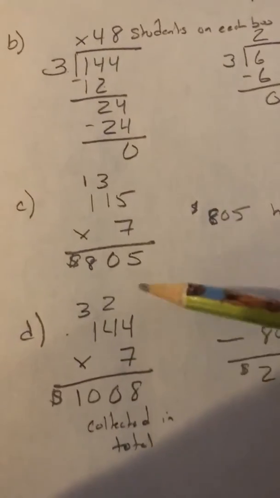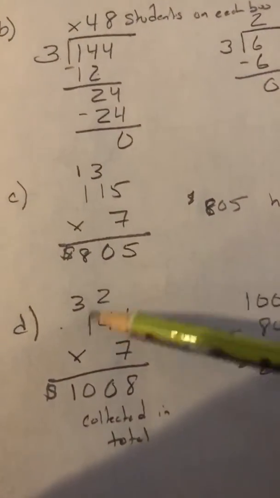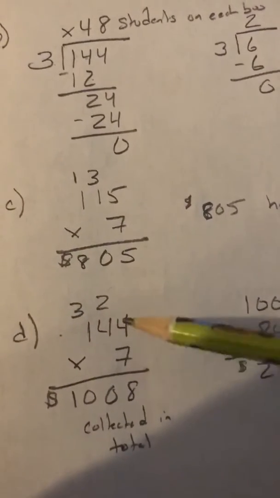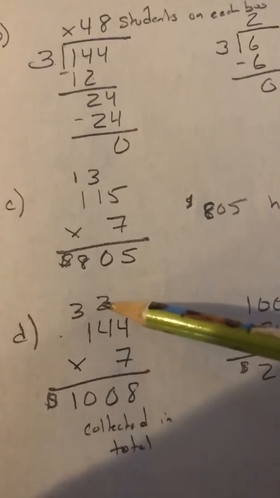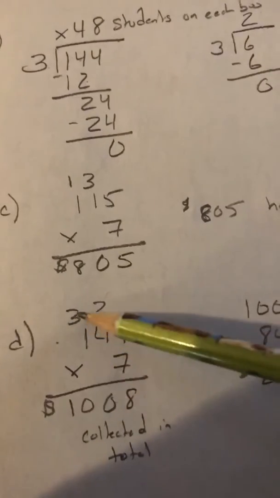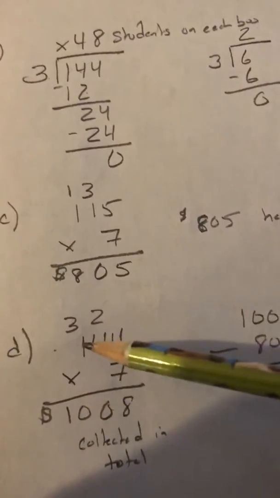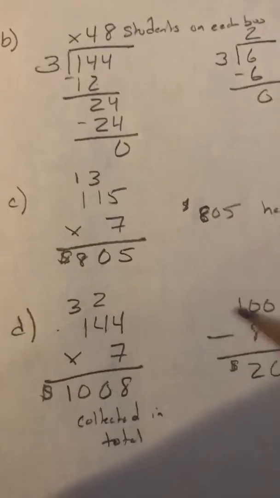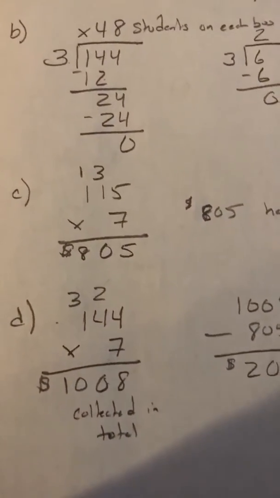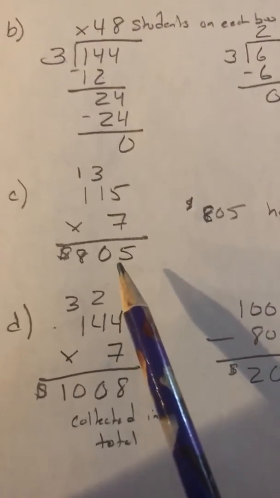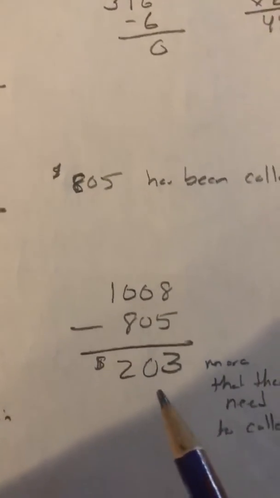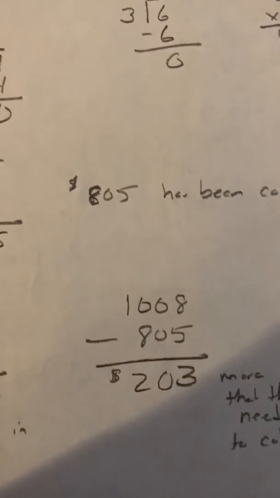Now part D is asking how much in total they're going to need to collect, so how much more they're going to need. So if we're looking at this, there's a few different options how I can do this. I can do the 144 times 7, and again 7 times 4 is 28, so I put the 8 down, carry the 2. 7 times 4 is 28, plus the 2 is 30, 0 down, carry the 3. 7 times 1 is 7, plus 3 is 10. So they need to collect $1,008 in total. Now, since I know they've already collected $805, I do just 1,008 minus the 805. So basically they just need to collect $203 more.